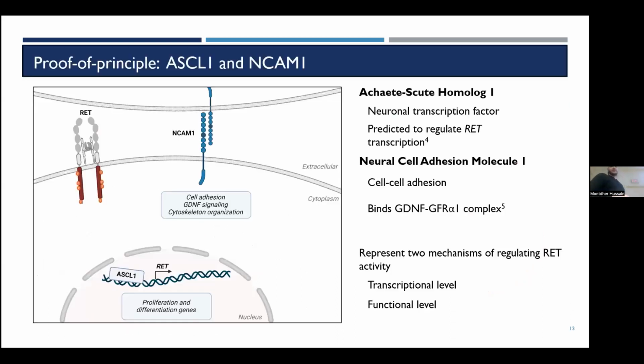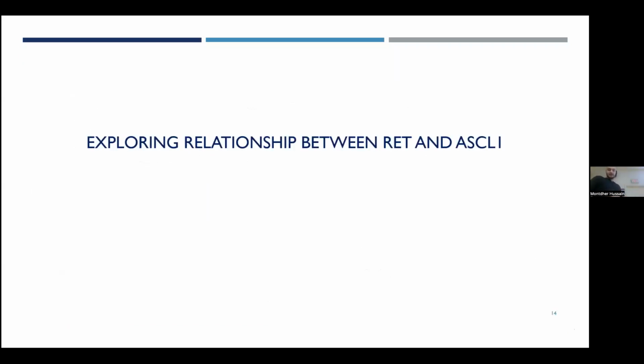As I mentioned earlier, these have predictable effects on RET activity. That's because ASCL1 is a neuronal transcription factor that's predicted in the literature to regulate RET transcription. And NCAM1 is a cell-cell adhesion molecule, as you can guess, and it's interesting because it actually binds the same signaling complex as RET, the GDNF-GFRα1 complex. So these two candidates represent two mechanisms of regulating RET activity, both at the transcriptional level as well as on the protein functional level. Now I'll give you a little rundown of my work investigating the relationship between RET and ASCL1.